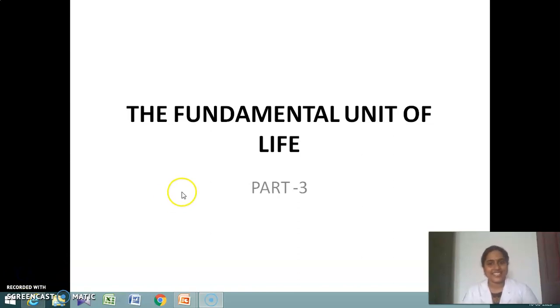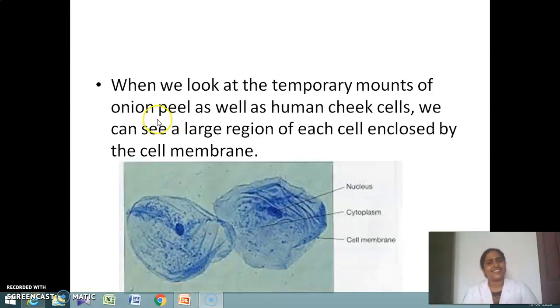We are discussing the lesson, the fundamental unit of life, part 3. Children, when we look at the temporary mounds of onion peel as well as human cheek cells, we can see a large region of each cell enclosed by the cell membrane. Children, this is a microscopic view of a human cheek cell.